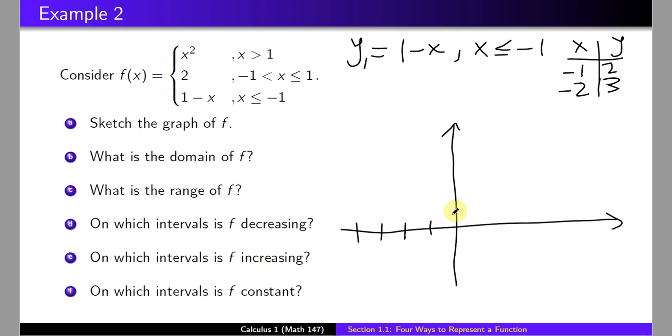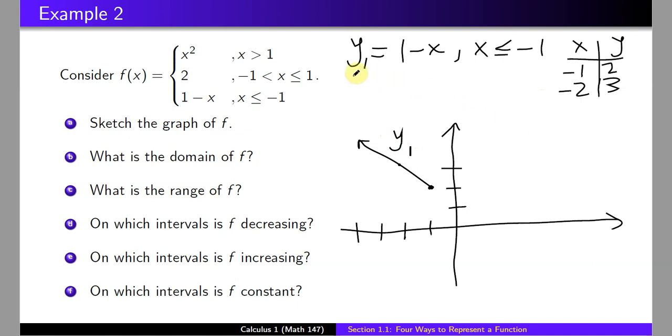So let's go ahead and plot those. So at -1, we're at 2, and then at -2, we're at 3. Right there. And since this portion of the graph is valid for x less than or equal to -1, we're going to include this endpoint. So there's actually a point here. And then you just kind of connect the dots because this is a line. So this is what y1 looks like, our first piece.